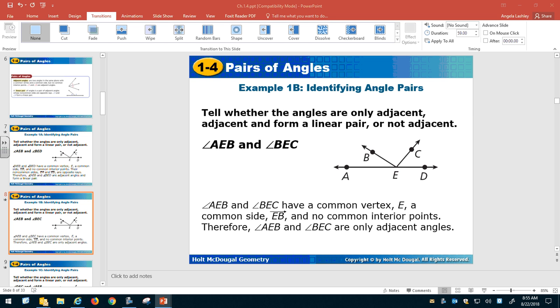Canyon, adjacent, adjacent and form a linear pair or not adjacent at all? Okay, he says only adjacent. So AEB and BEC. So I would agree they share a common vertex, they share a common side, they're not overlapping, but they don't form a straight line by themselves. They look like this when I put them together by themselves. So it's only adjacent. Very good, Canyon.